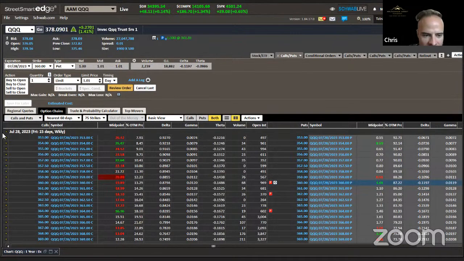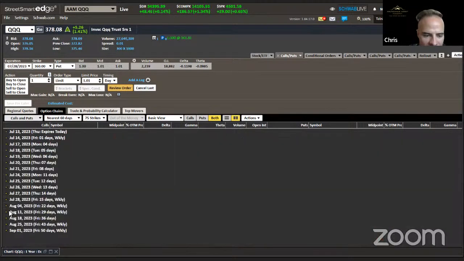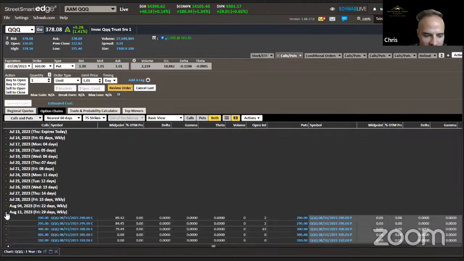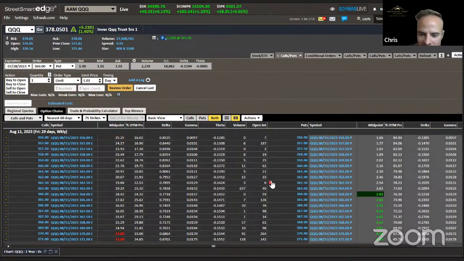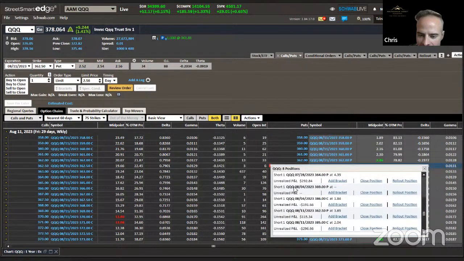While we're waiting for that, I'm just going to look at 29 days to expiration, which is August 11th. So here, what we've got is 1 put that's open at 362.50. We can look at here what we got paid for that. We got paid $3.69 to promise to buy shares at 362.50. That position's already profitable by $115.